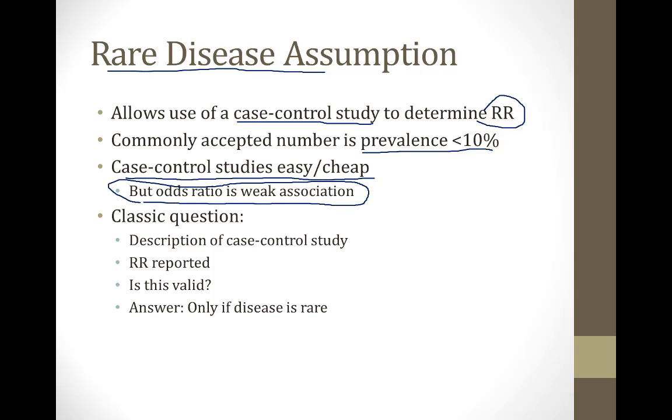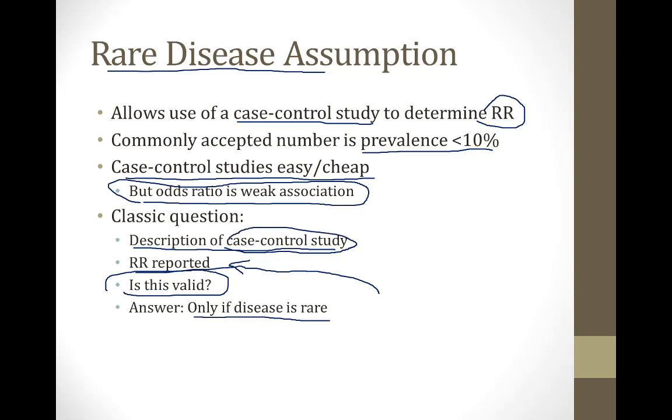So one classic way for this to come up in a board question is for there to be a description of a case control study with a risk ratio reported. And the question asks, is this valid? And your answer should be yes, if the disease is rare, because only in that circumstance would it be all right to report a risk ratio with a case control study design.